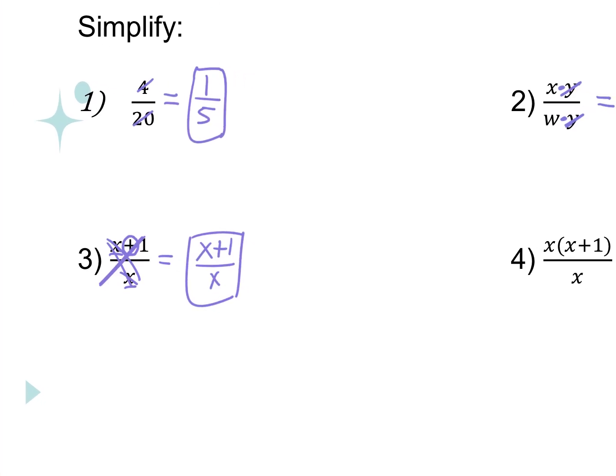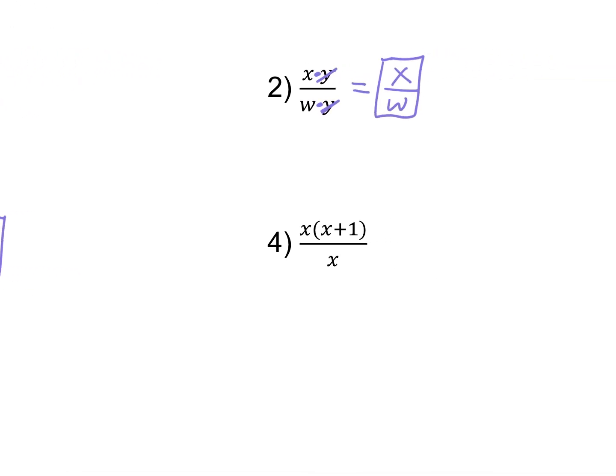All right, but something like number 4, hopefully we can see that this is different, because this is an x times x plus 1. And these x's now I can cancel because they're exactly the same on the top and on the bottom. This x right here that I just circled is a factor. This x right here that I just circled is not a factor. It's a term separated by a plus. I can cancel out the factor but not the term. So we're only left with an x plus 1.